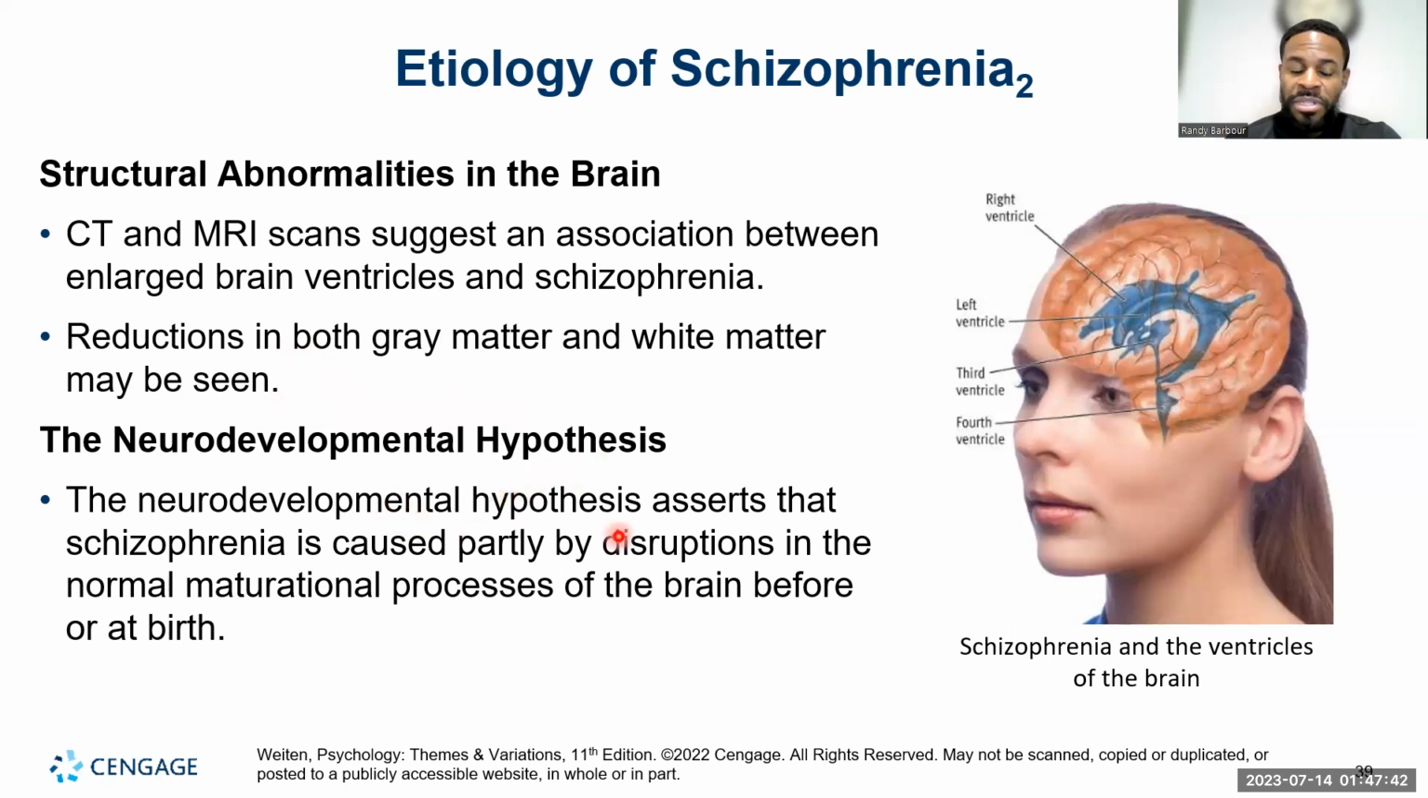The neurodevelopmental hypothesis asserts that schizophrenia is caused partly by disruptions in the maturation process of the brain, before or after birth. Traumatic events can and do influence the brain's chemical makeup and structure, right? So it's important that the environments we grow up in are supportive and mentally stimulating, and that we're not experiencing a lot of dysfunction and severe childhood stress, because that can disrupt the normal maturation process of the brain, with increased cortisol, increased dopamine, serotonin, all these different things in our brain that can influence development.